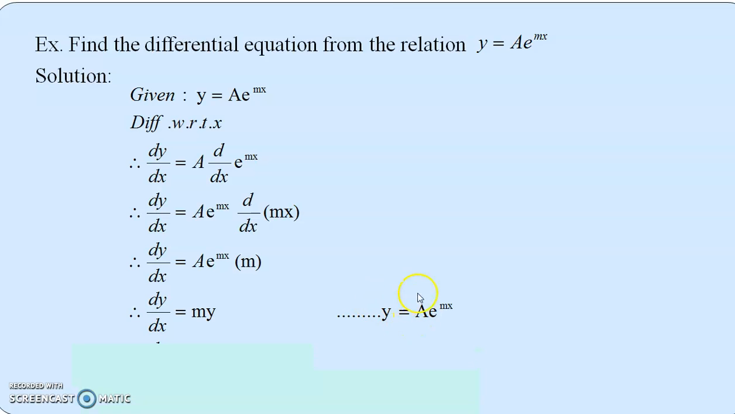We are given that y is equal to a into e raised to mx. So just use this relation and here put the value of a into e raised to mx as y. So we get dy by dx is equal to m as it is, and this a into e raised to mx is nothing but y. So just put this total value equal to y. So dy by dx minus my is equal to 0. So it is the required differential equation.